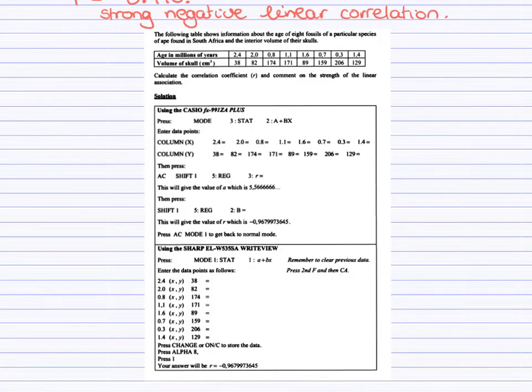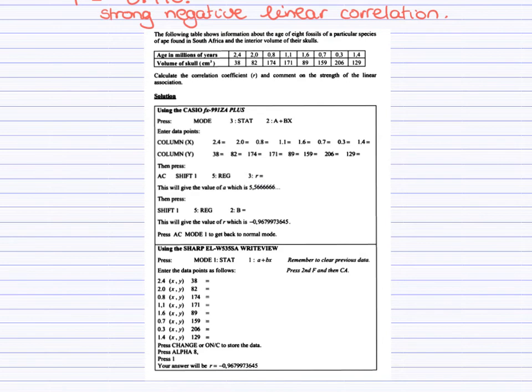What I want you to do now is attempt to answer the following question as well. The question reads as follows. The following table shows information about the age of 8 fossils of a particular species of ape found in South Africa and the interior volume of their skulls. You have been given the age in millions of years and volume of skull.